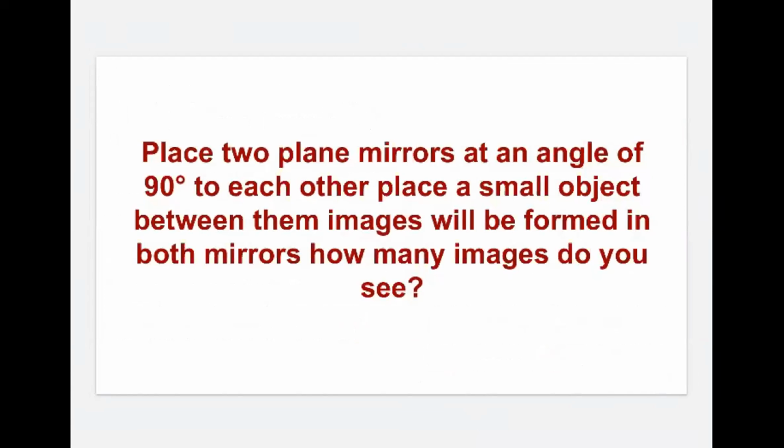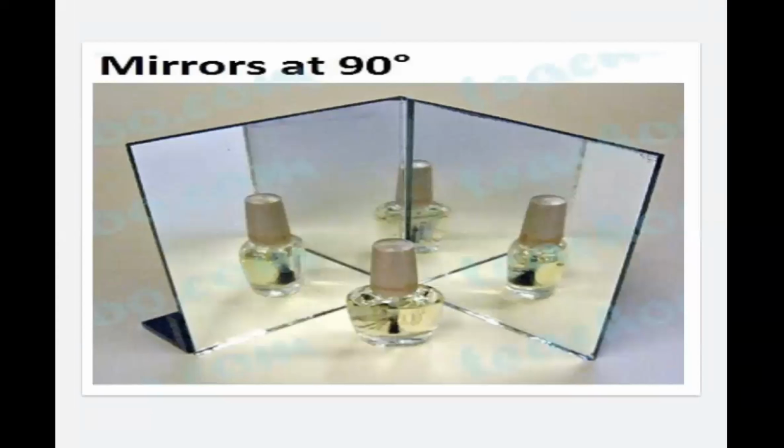Now we come across a question: what if we have two mirrors, okay? And if these two plane mirrors are placed at an angle of 90 degrees with respect to each other, and we place a small object between them, the image will be formed in both mirrors. How many images will you see? Now let us find out the answer to this question.